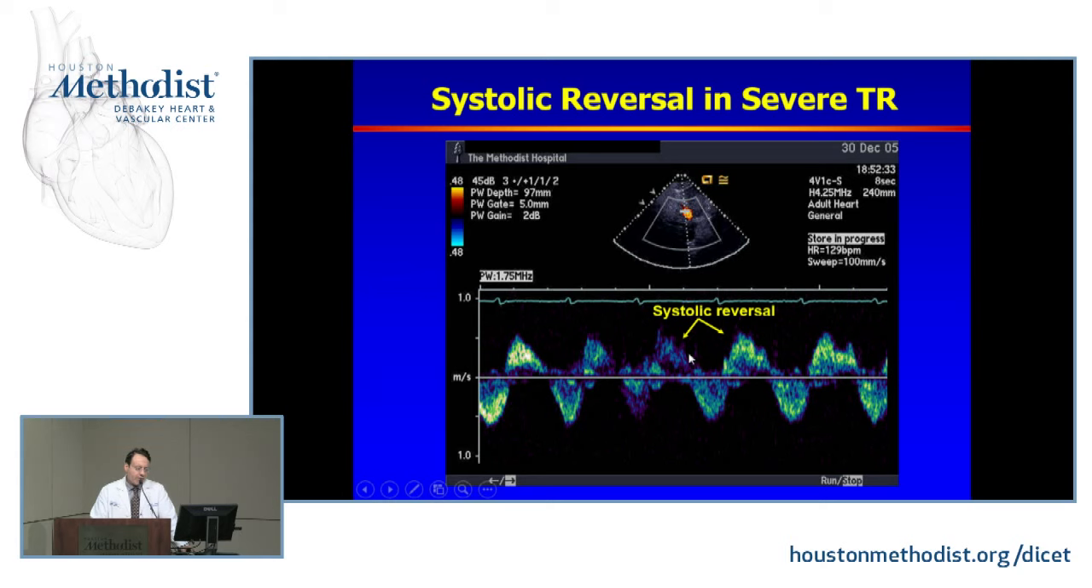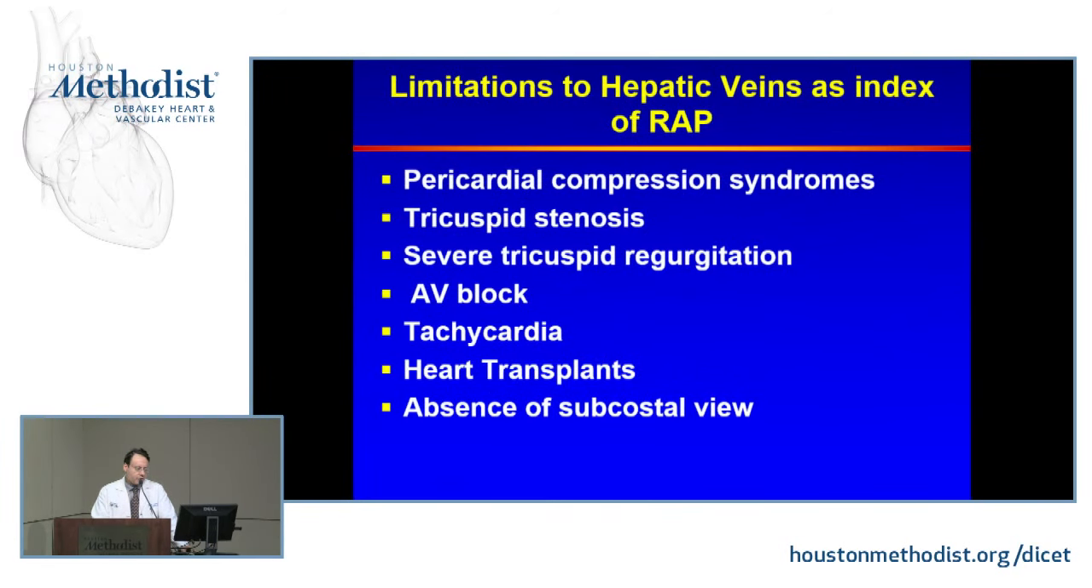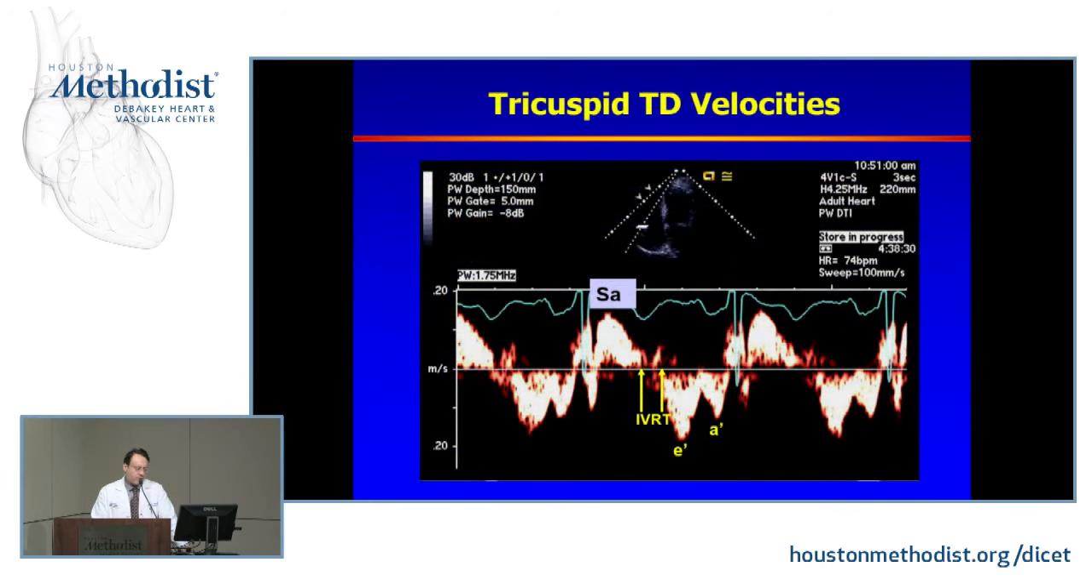Systolic reversal in hepatic veins, a frequent cause for it, not the only cause, is TR, so that's another good tool for us to look at. Hepatic veins have their own limitations in patients with pericardial disease, tricuspid valve disease, rhythm disorders, heart transplant recipients, and when you do not have subcostal views.